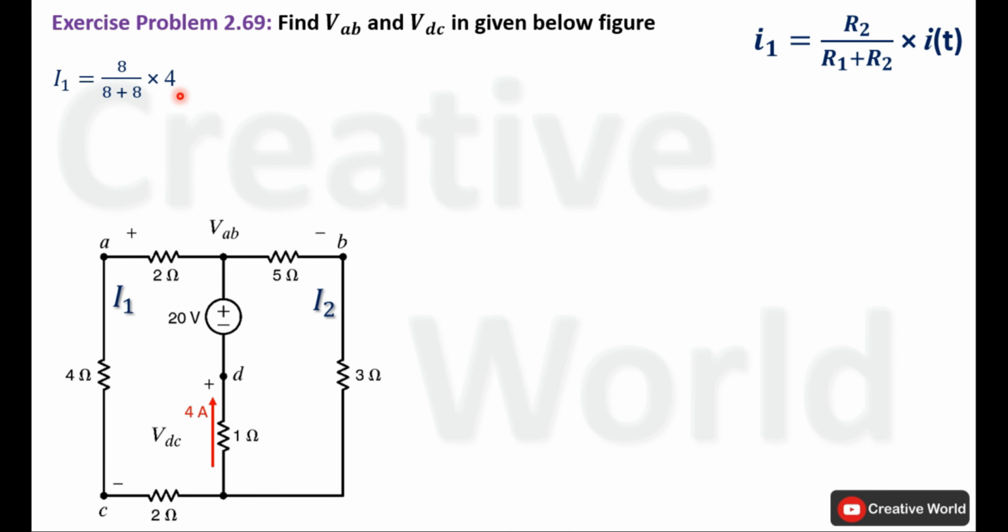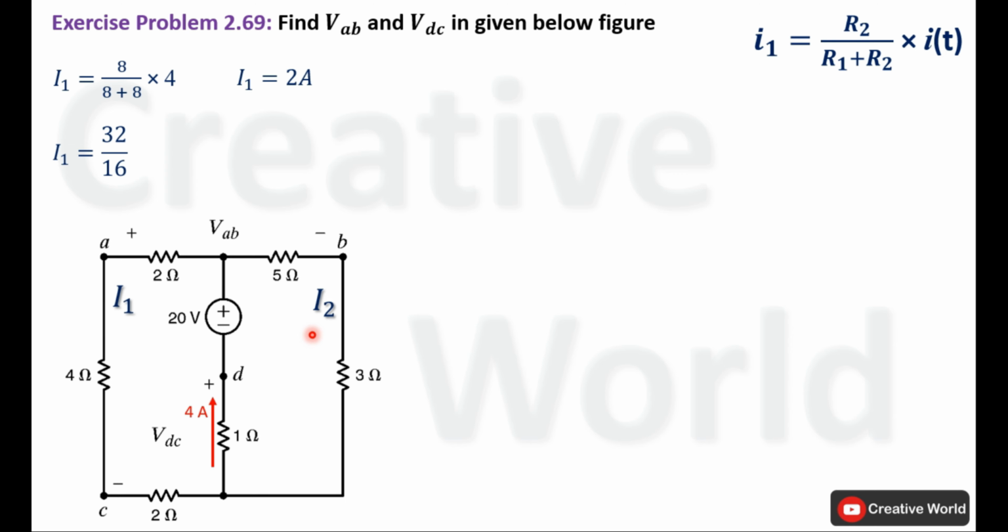And the total supplied current is 4 ampere. Take the product of 4 and 8. It will become 32, divided by the sum of 8 and 8. It will become 16. Now divide 32 by 16. The value of current I1 will be 2 ampere. We have calculated the value of current I1.